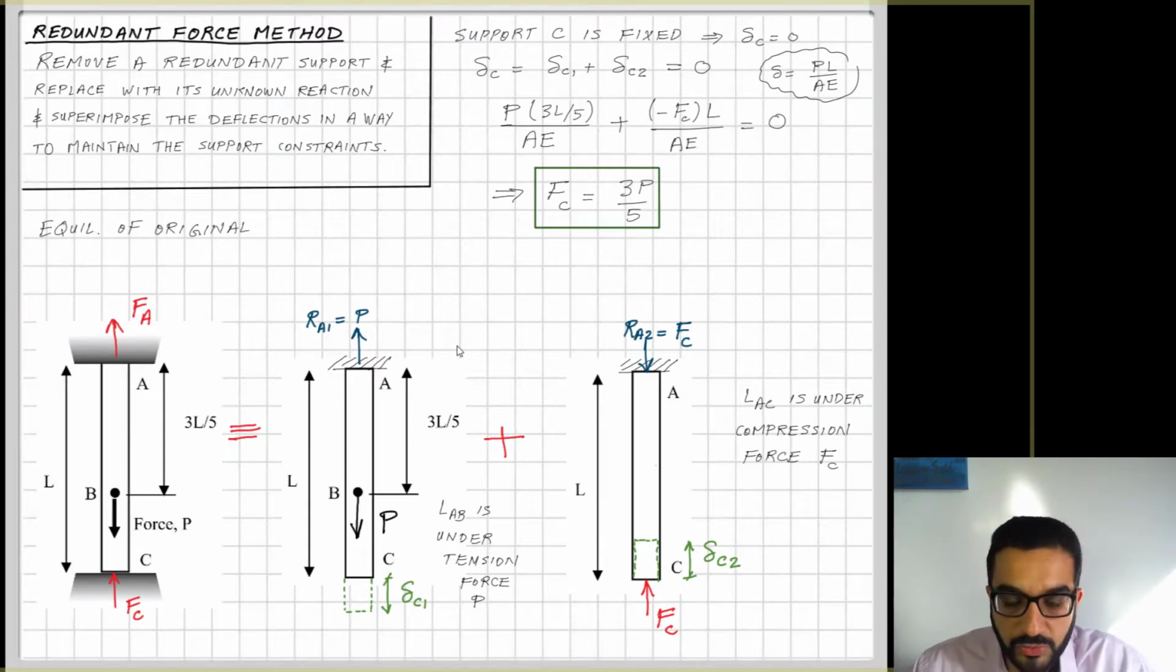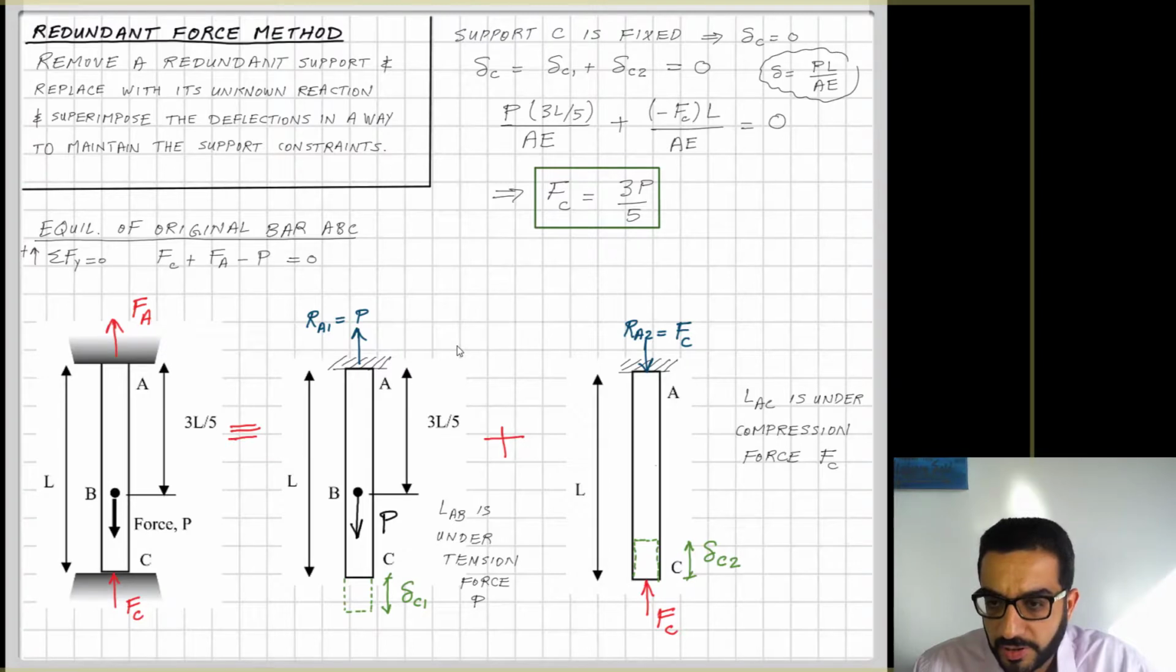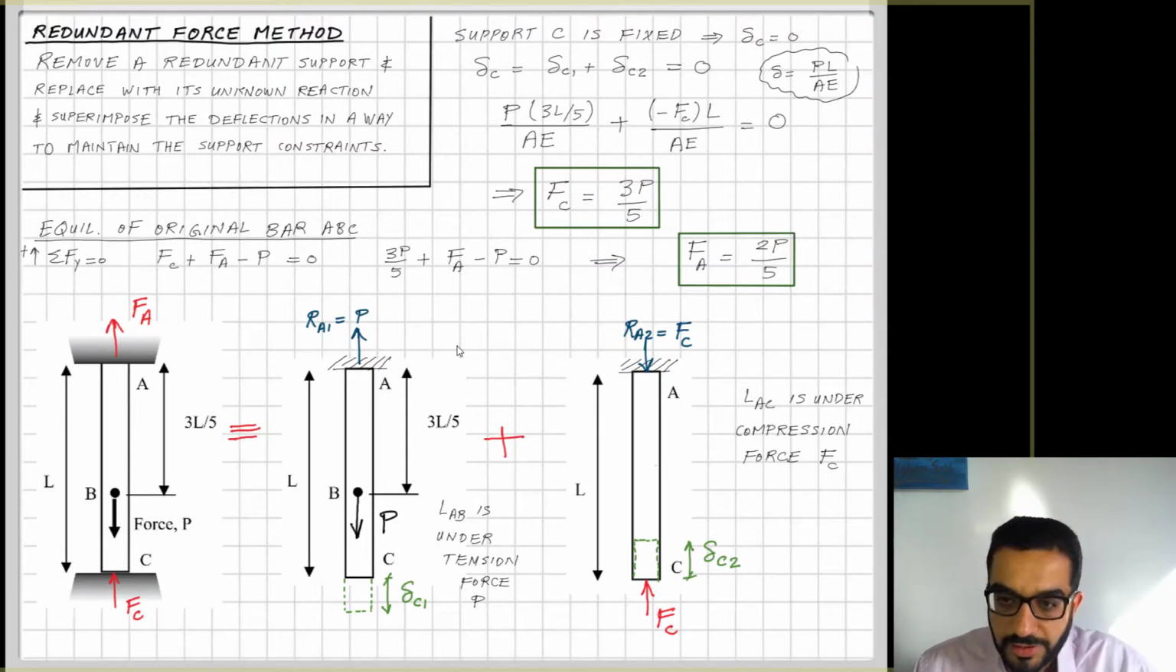Going back to the equilibrium, in the original beam or column case, FA plus FC minus P is equal to 0, and that was my first equation. If I plug in the FC value that I found, I find that FA is equal to 2P over 5. So that's it. I solved my problem by knowing the deformation information.